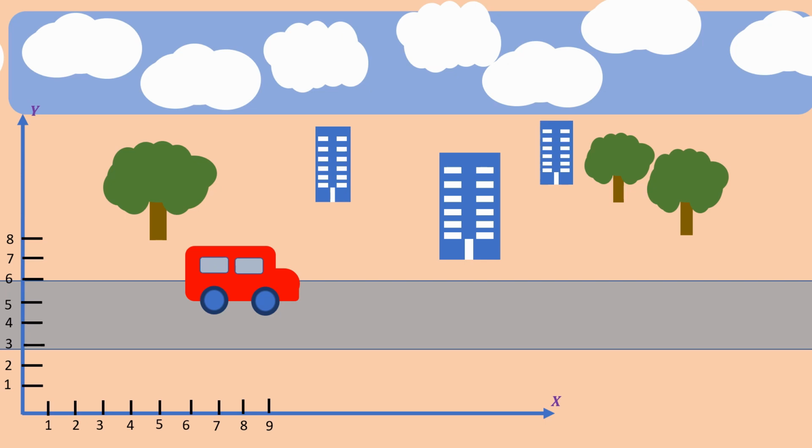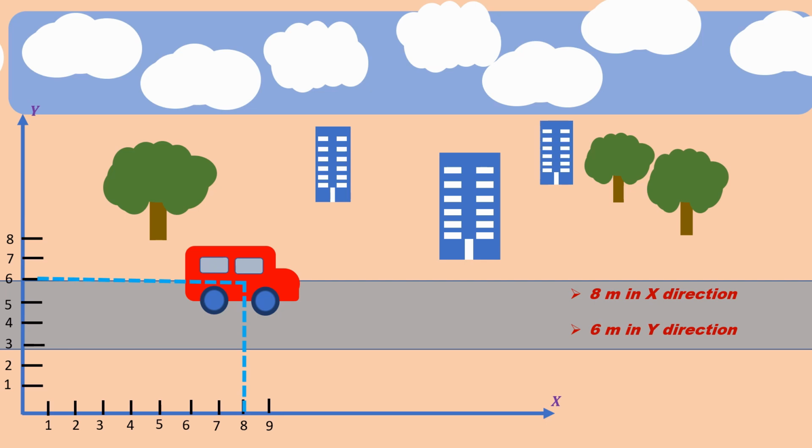So with respect to these axes, I am going to describe the position of the car. Let's see how we can do that. By observing this picture, we can say that the car is 8 meters away from the origin in the x direction and 6 meters away from the origin in the y direction.